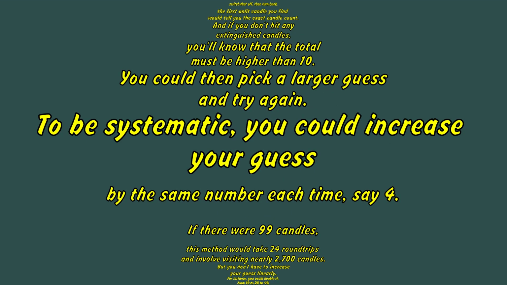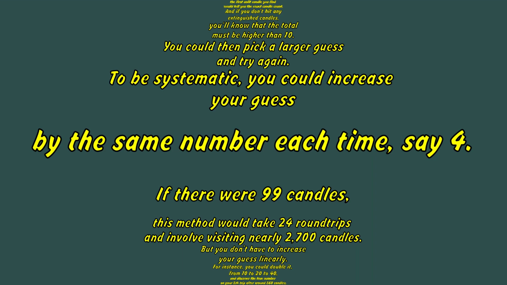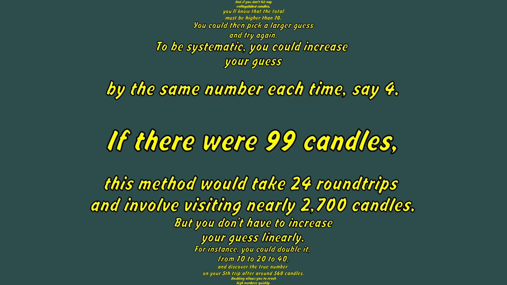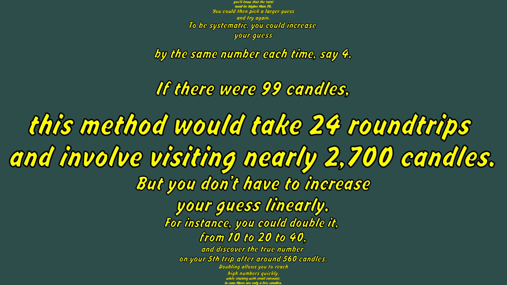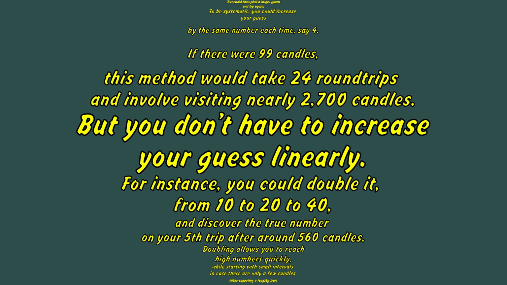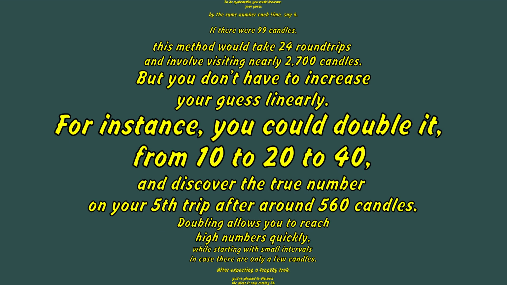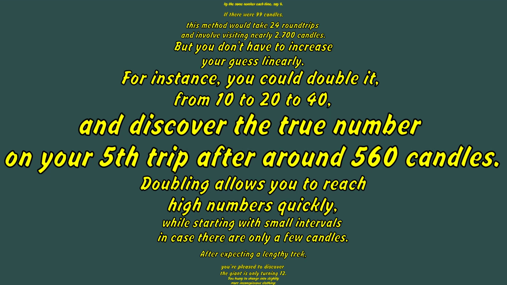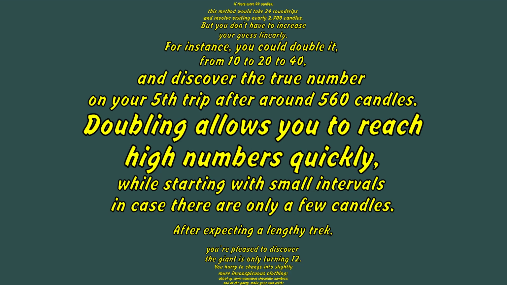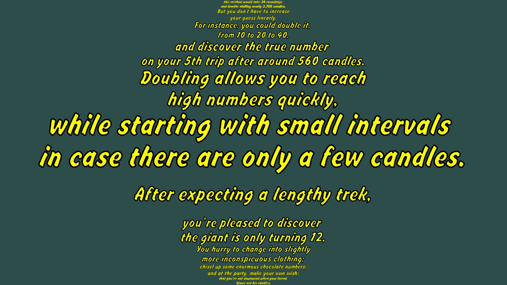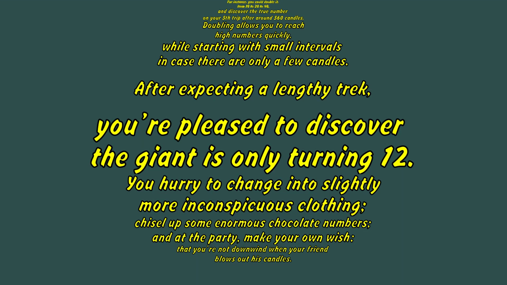To be systematic, you could increase your guess by the same number each time, say 4. If there were 99 candles, this method would take 24 round trips and involve visiting nearly 2,700 candles. But you don't have to increase your guess linearly. For instance, you could double it from 10 to 20 to 40 and discover the true number on your 5th trip after around 560 candles. Doubling allows you to reach high numbers quickly while starting with small intervals in case there are only a few candles. After expecting a lengthy trek, you're pleased to discover the giant is only turning 12.